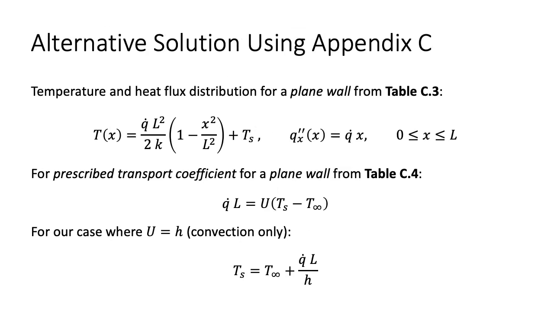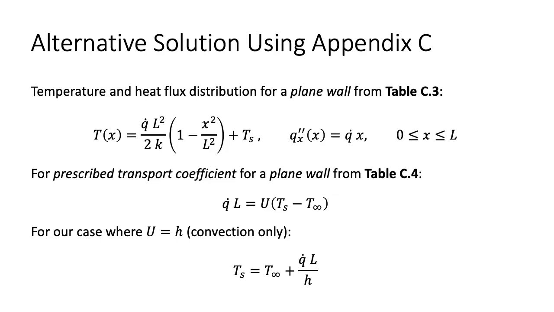Finally, we note that an alternative method for solving Part B is to use the solutions provided in Appendix C of our textbook for steady one-dimensional conduction with internal heat generation. Using Table C.3, we can look up the temperature distribution for a plane wall with one insulated boundary in terms of the surface temperature at x equals L. Then we can use Table C.4 to account for the convection to the fluid by finding T sub s in terms of the convection parameters. These results for the temperature and heat flux distributions are the same as those found earlier.